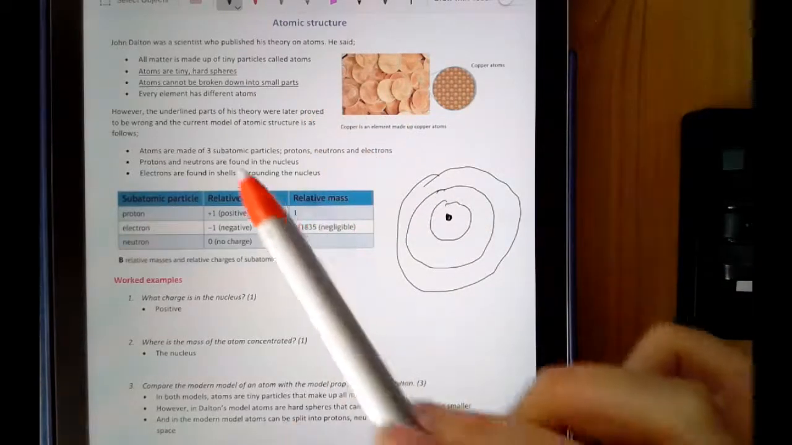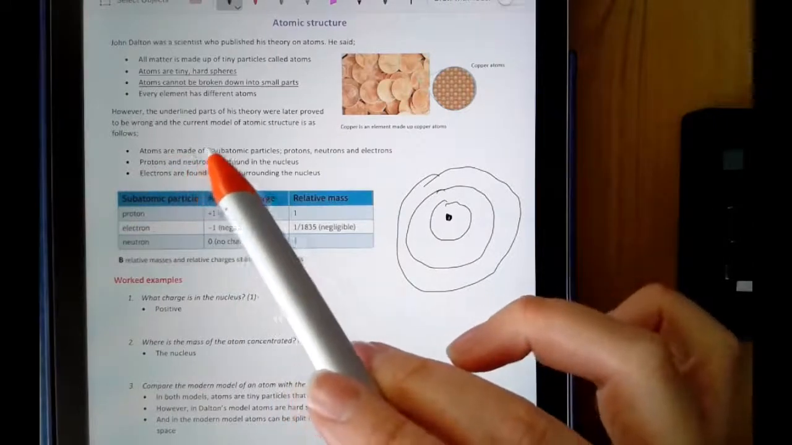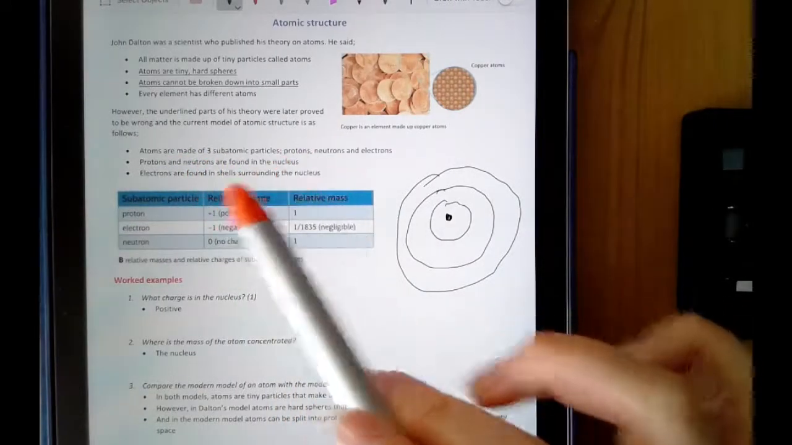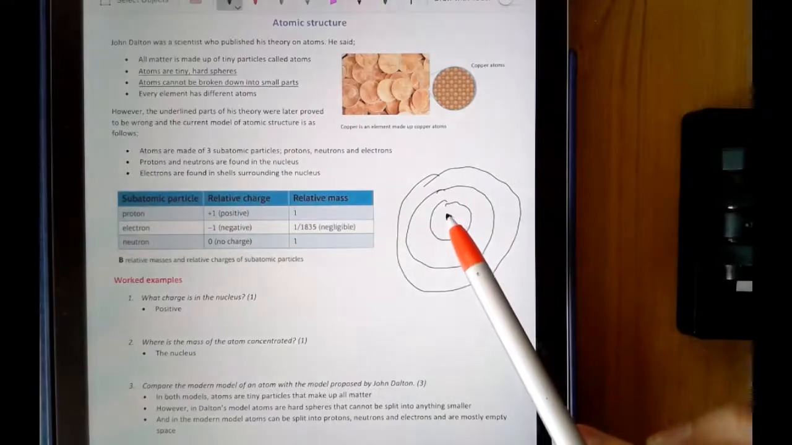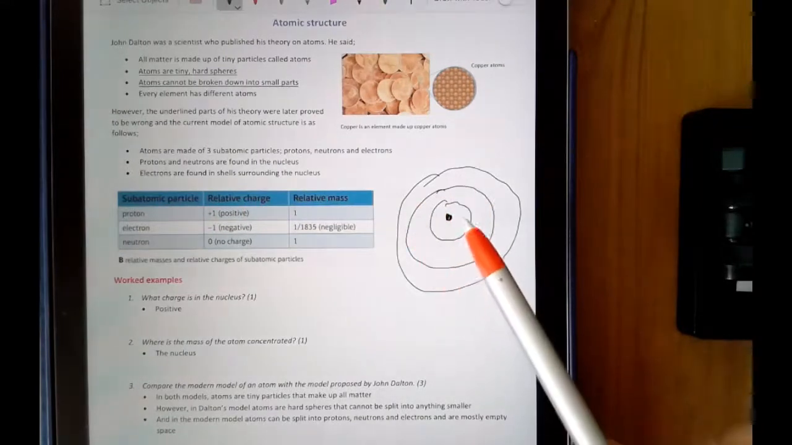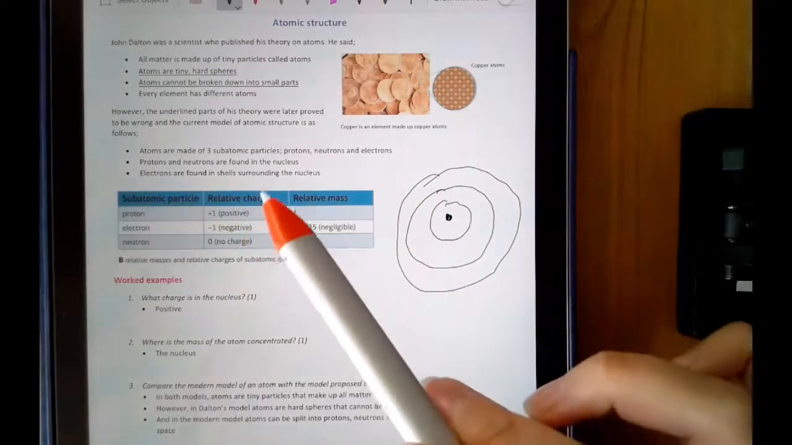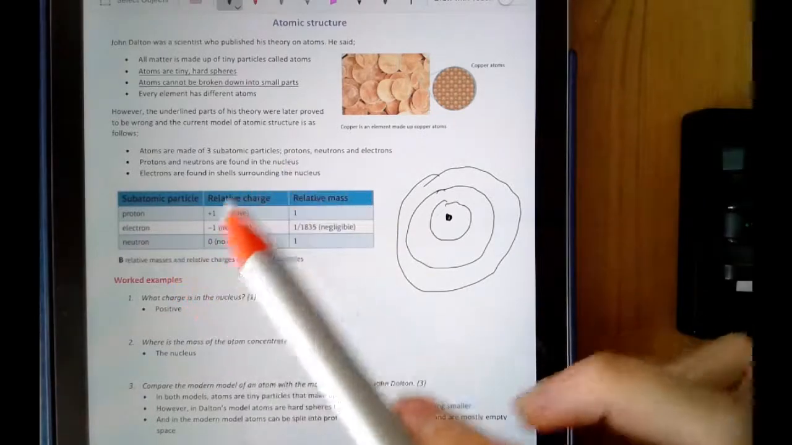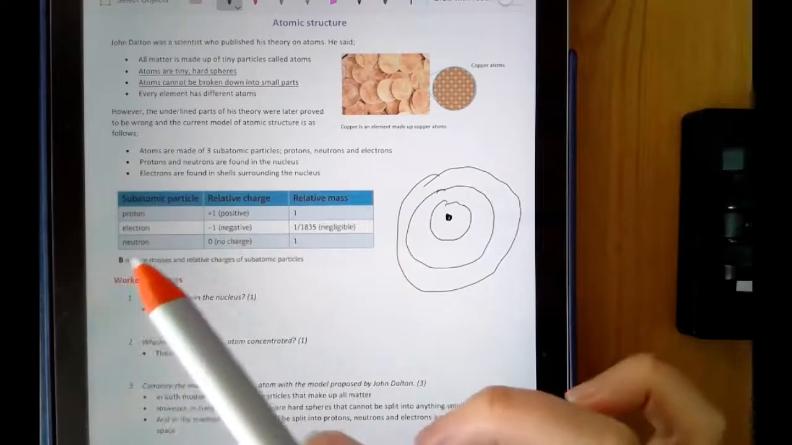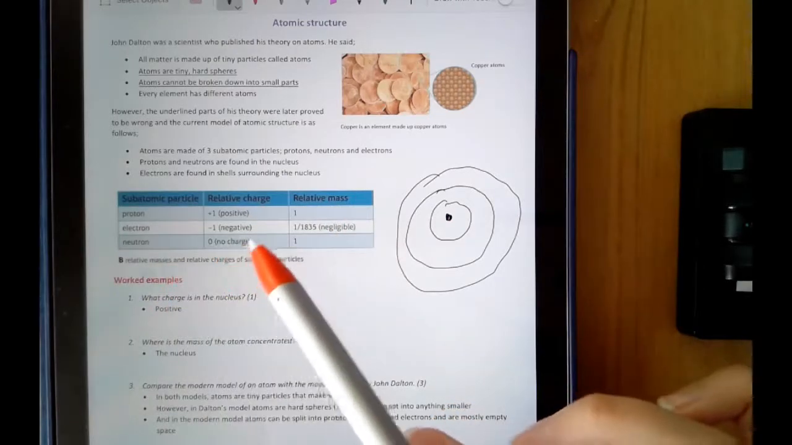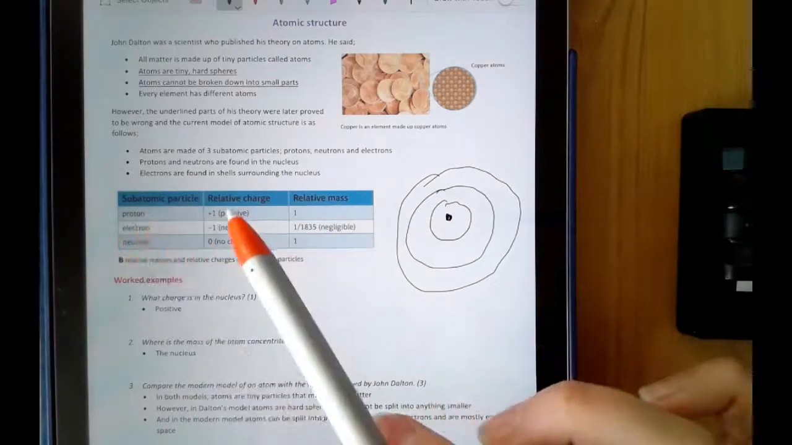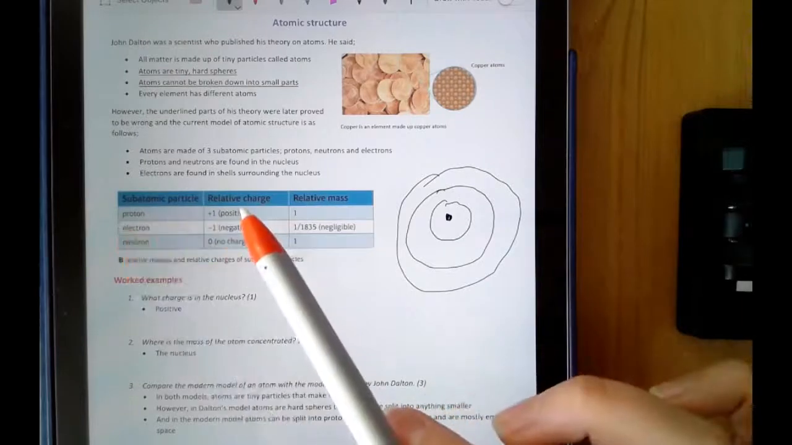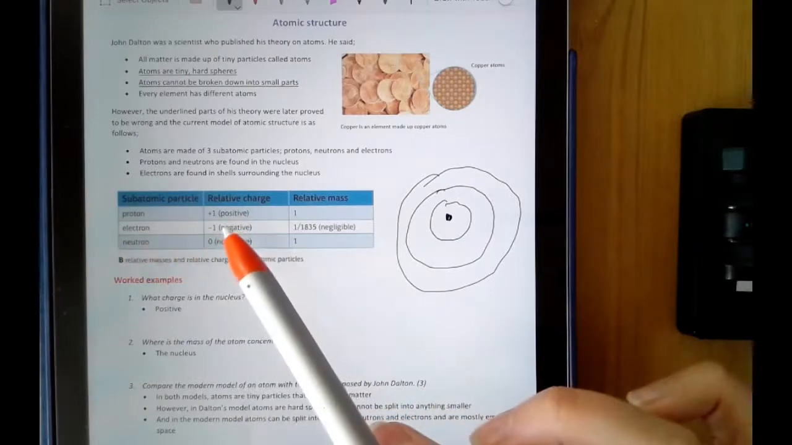The current model of atomic structure is then outlined here. It's made up of 3 particles. You find the protons and neutrons in the nucleus, and then the electrons are in the shells. You need to know the charges and the mass of the protons, electrons, and neutrons. That's outlined here in this table. Neutrons are neutral, they've got no charge. Protons are positive, think P for proton, P for positive, and then electrons are negatively charged.